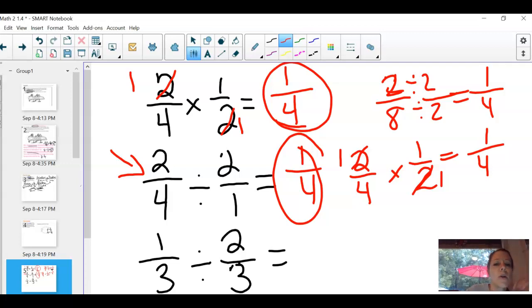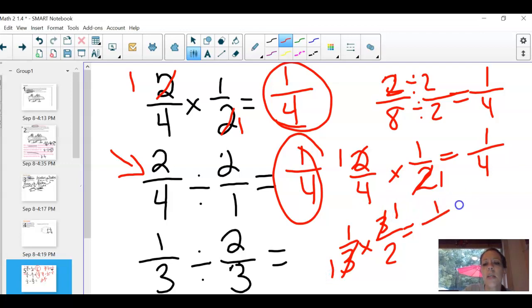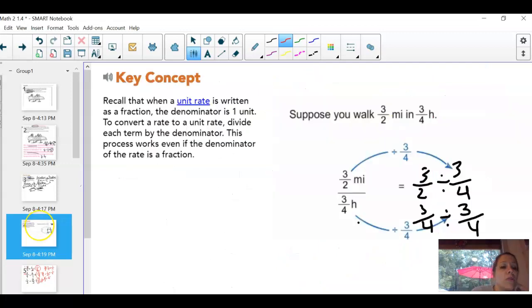So let's look really quickly at this one. It says 1/3 divided by 2/3. I can't just divide across. I need to do 1/3 times the reciprocal, 3/2. I can cross cancel here. I can only cross cancel with multiplication. Divide them both by 3. So the answer to 1/3 divided by 2/3 is actually equal to 1/2. That is going to be really important for you to be able to solve this problem here.